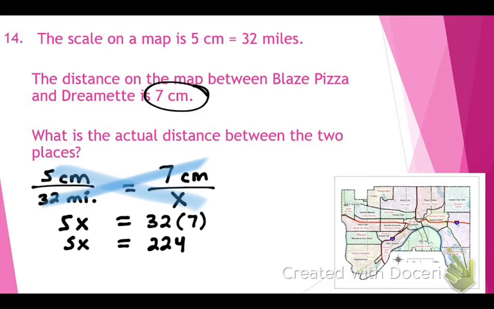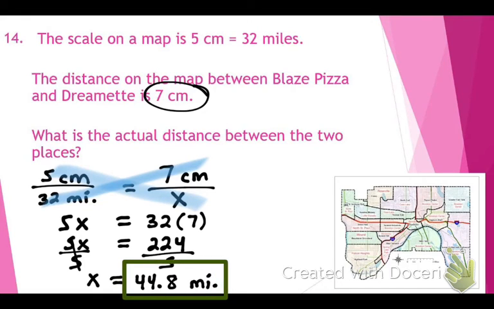Girls, how do I get x by itself? You divide by 5. Divide by 5 on both sides. When you do it, what do you get? 44.8 what? Miles. That is correct. Does it ask you to round it? No, so you don't want to round it unless it asks you to do so.